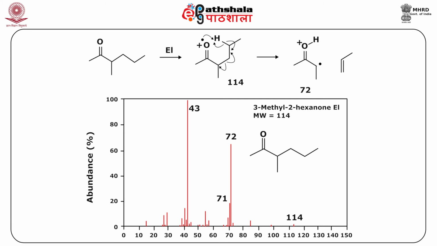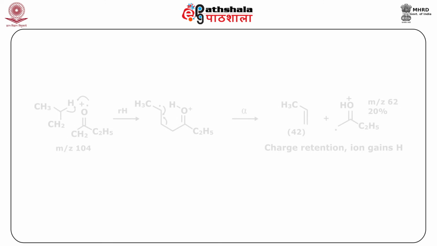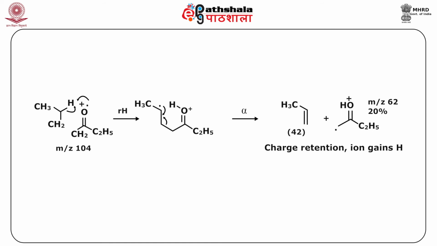Then after the McLafferty rearrangement there are two peaks at 72 and 43 of the maximum intensity, followed by a nice fragmentation pattern involving McLafferty rearrangement. And you can see how charge retention is there when the ion gains a proton. Now you can see we have shown here the McLafferty rearrangement in this ketone.